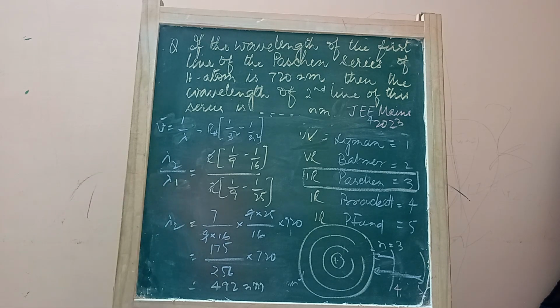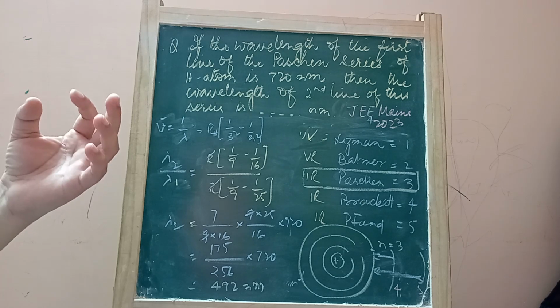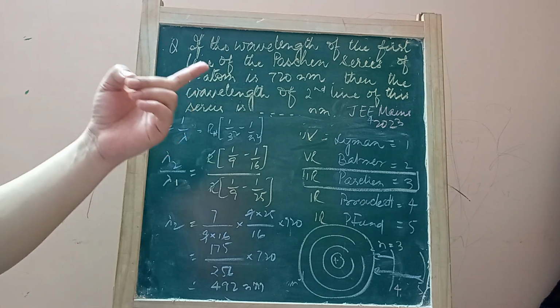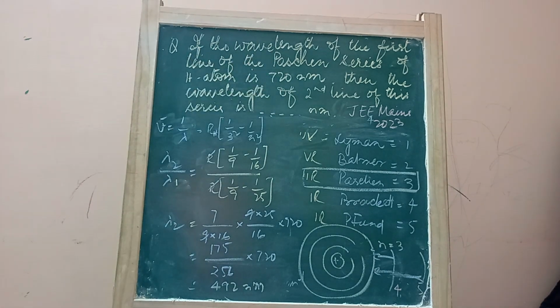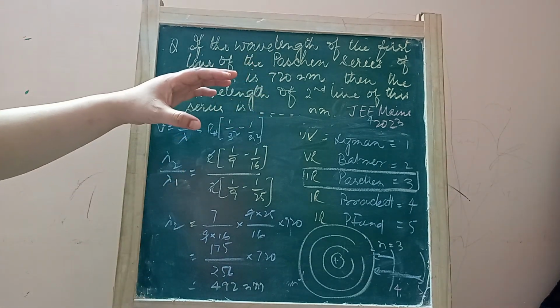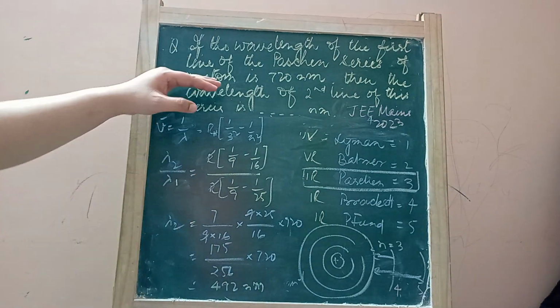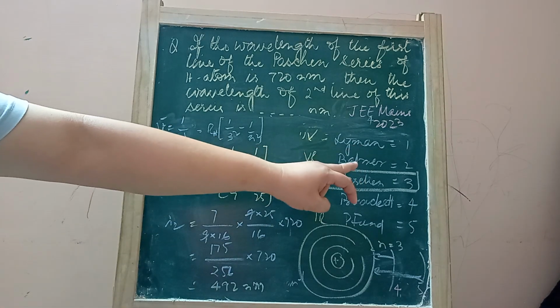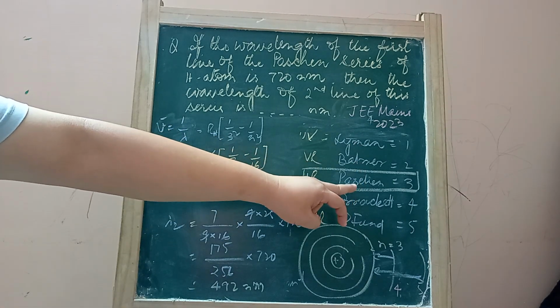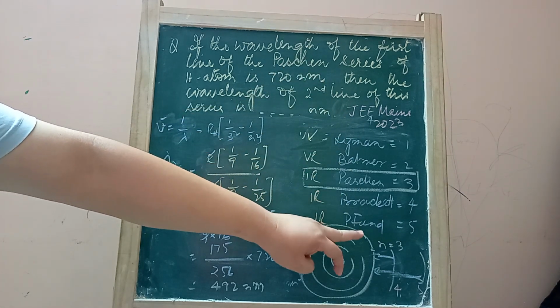So here we need to find out the wavelength, and what you are given is the wavelength of the first line. So you need to understand what this Paschen series is first. The Paschen series is a spectral line series for the hydrogen atom. There are other series also, like Lyman series, then comes Balmer, then Paschen, then Brackett, then Pfund series.